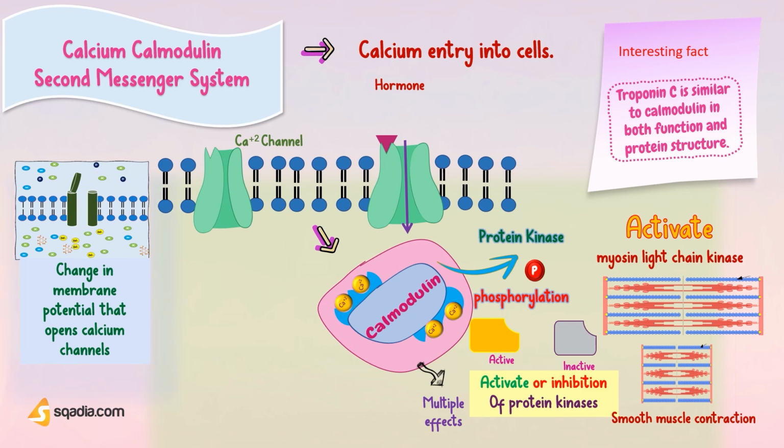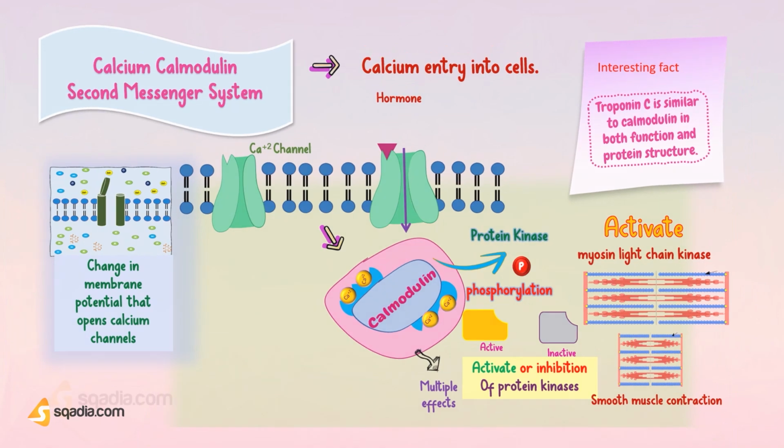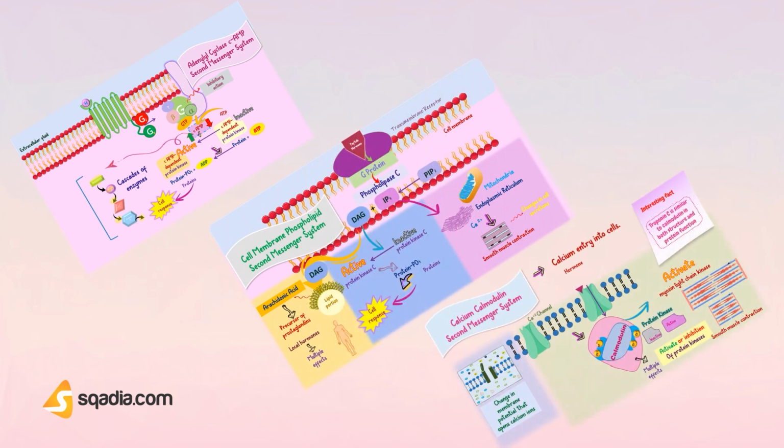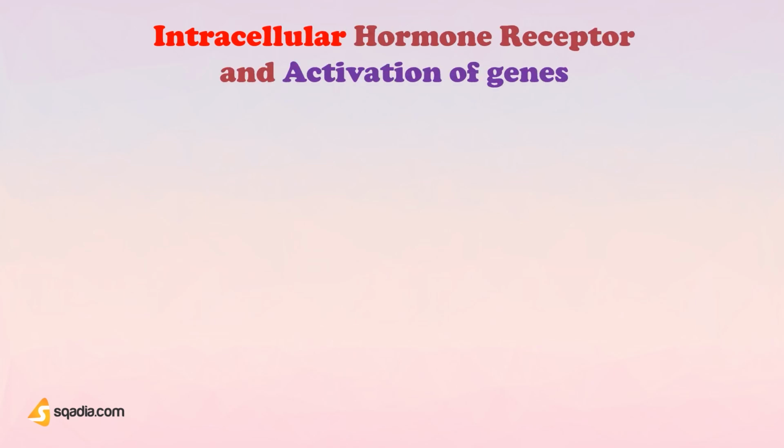So this was all about the second messenger mechanisms, including the adenylyl cyclase cAMP second messenger system, the cell membrane phospholipid second messenger system, and the calcium-calmodulin second messenger system. Now moving forward toward the hormone mechanism of action which does not need to bind on plasma membrane cell surface receptors, that shows hormonal action by intracellular hormone receptors and activation of genes.